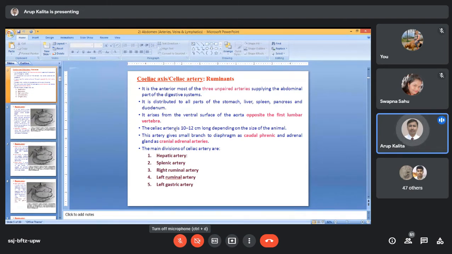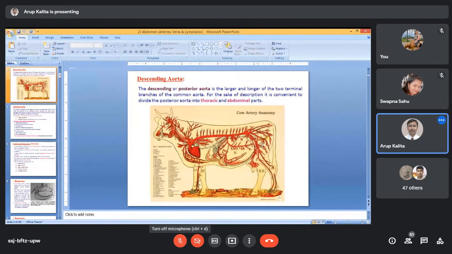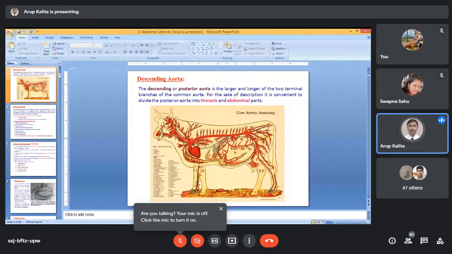If I go to the first diagram, concentrate here. This is the crus of the diaphragm. As you know, the diaphragm starts from the last thoracic vertebra. Caudal to the last thoracic vertebra is the first lumbar vertebra. So opposite the first lumbar vertebra, this celiac artery arises. This bigger artery is known as the celiac artery, at the level of the first lumbar vertebra.